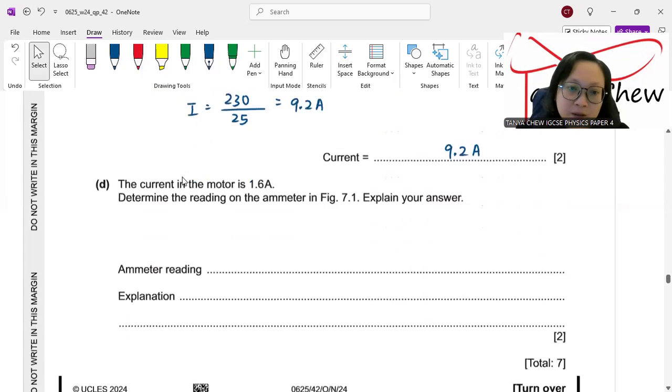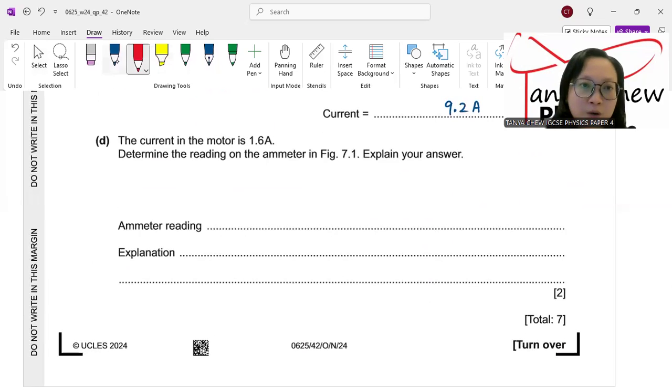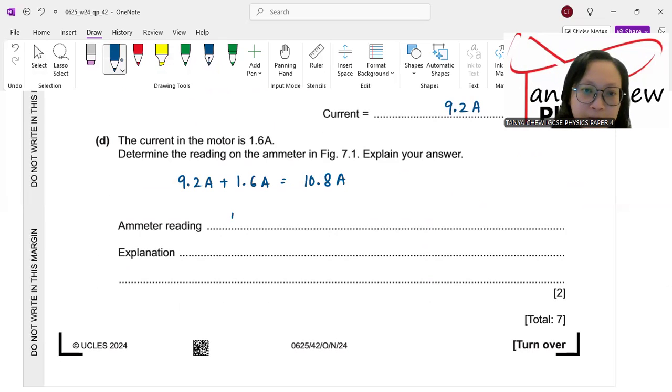So just remember that, right? So the ammeter reading will be 9.2 ampere plus 1.6 ampere, which is equal to 10.8 ampere. So the ammeter reading is 10.8 ampere.